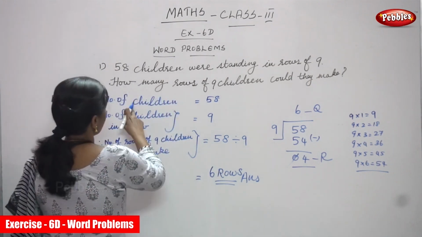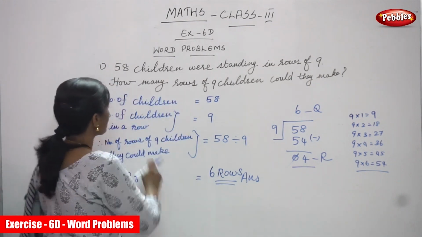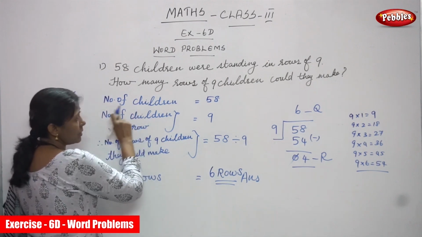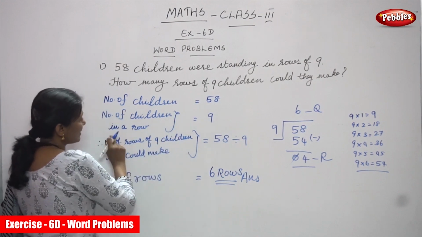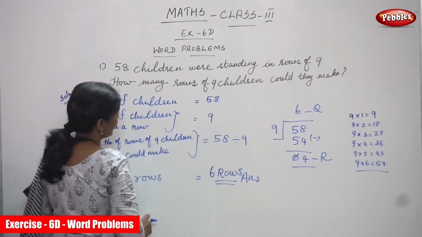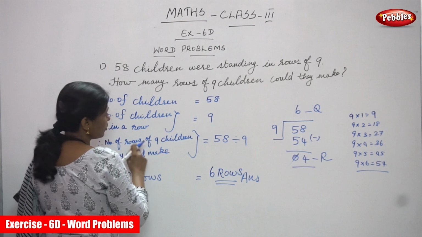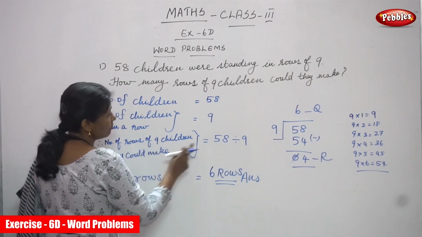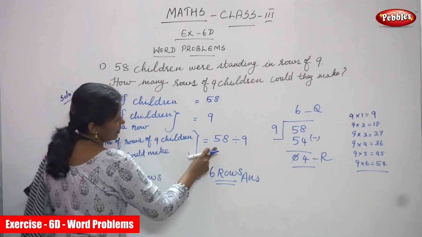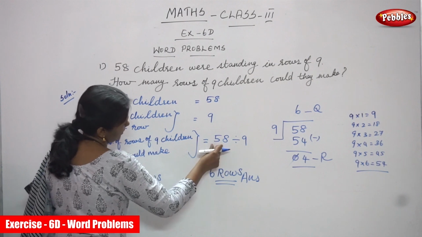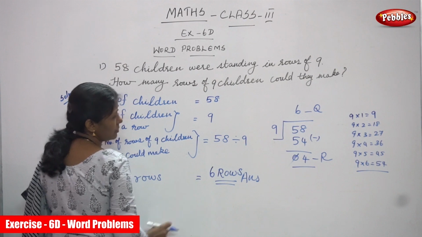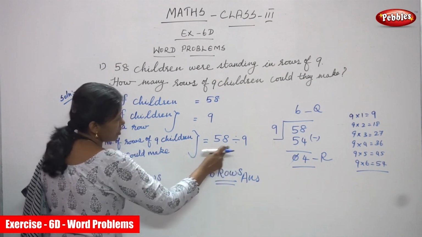Understood? The total number of children is 58. The number of children in each row is 9. And the number of rows of 9 children they could make: 58 is going to be divided by 9. That is, the total number of children is going to be divided by the children in each row, that is 9 children.